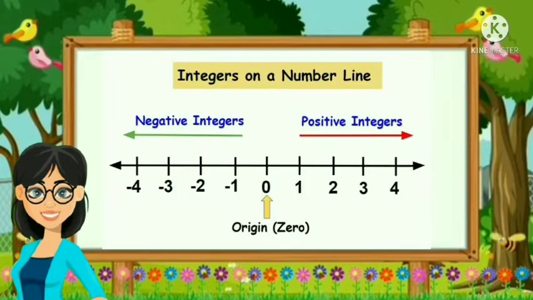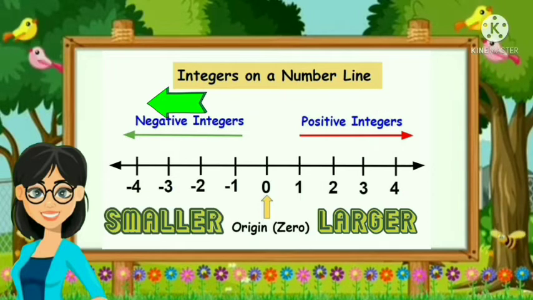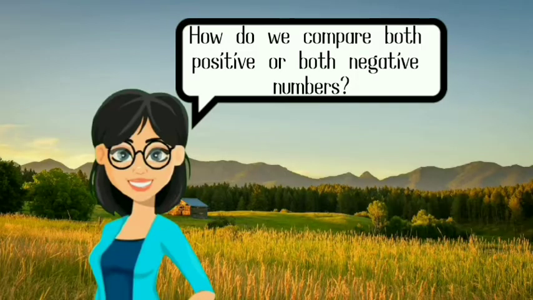We can use the number line to compare and arrange integers. Integers can be positioned and ordered on a number line. As we move to the right on the number line, the numbers get larger in value. As we move to the left, the values get smaller. From the number line above, we can see that a positive integer is greater than 0. Similarly, negative integers are less than 0. How do we compare both positive or both negative numbers?